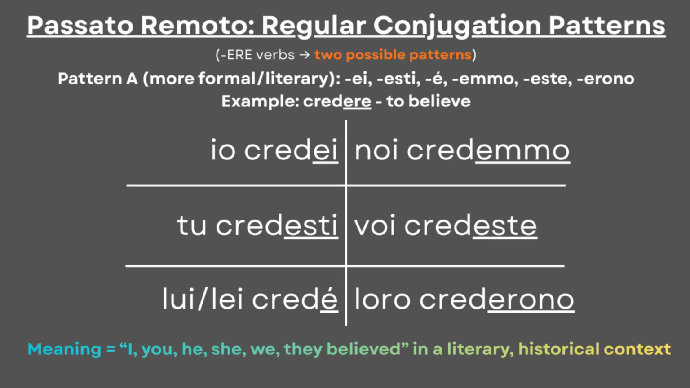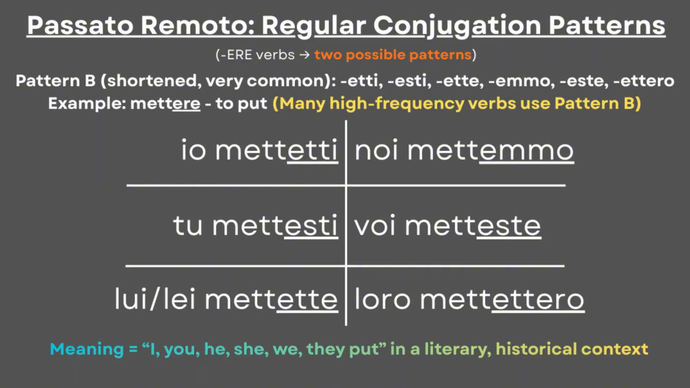This is the first pattern for ere verbs, but we can also see the second pattern, which is very common in high-frequency verbs, or verbs that were not regular in Latin. We can see the pattern with the verb mettere, to put, ending in ere. Mettetti, mettesti, mettette, mettemmo, metteste, mettetero.